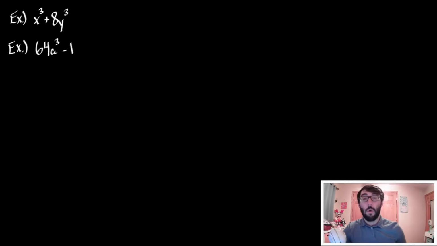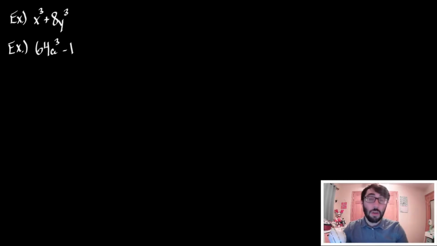Just like in difference of squares, we have to recognize if everything is a perfect square and there is subtraction. With sum and difference of cubes, it could be addition or subtraction, but everything needs to be a perfect cube. Something like this problem would be a problem that we could use the sum and difference of cubes on, or even this problem. One thing that you may have noticed is both of these are binomials. That is going to be the case.